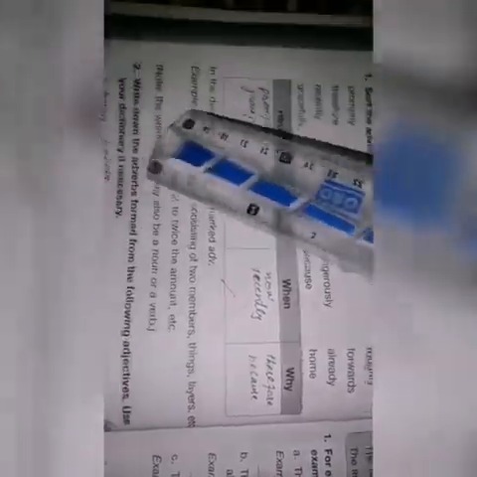Next question is, write down the adverbs formed from the following adjectives. Use your dictionary if necessary. These are the adjectives and we are to form their adverbs. For example, happy, happily, full, fully, whole, wholly, steady, steadily, brave, bravely, clumsy, clumsily, unkind, unkindly, usual, usually, etc.